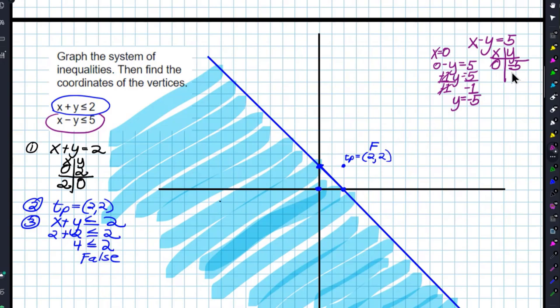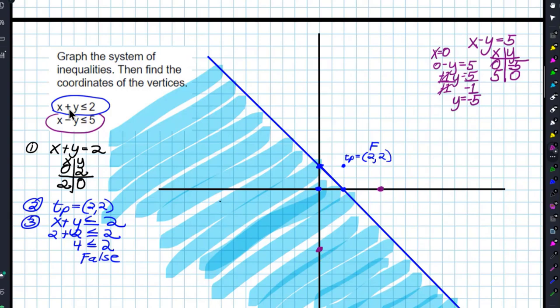And if y is 0, well, that's no problem at all. That'll be x minus 0 equals 5. So x is 5. Positive 5. All right, so written as points. I didn't do it over there either. Okay, so 5, 0 is 1, 2, 3, 4, 5. And 0, negative 5 is 1, 2, 3, 4, 5 down, negative 5.